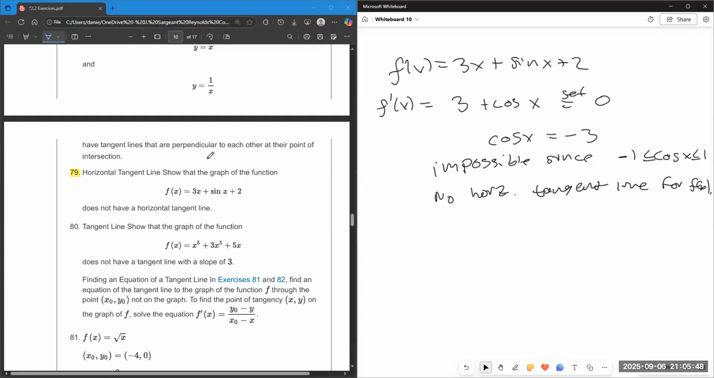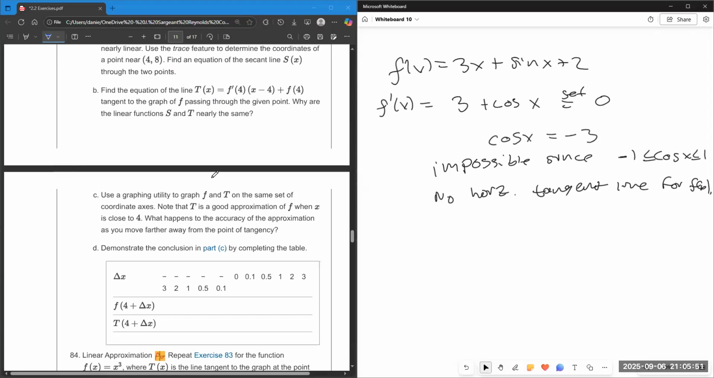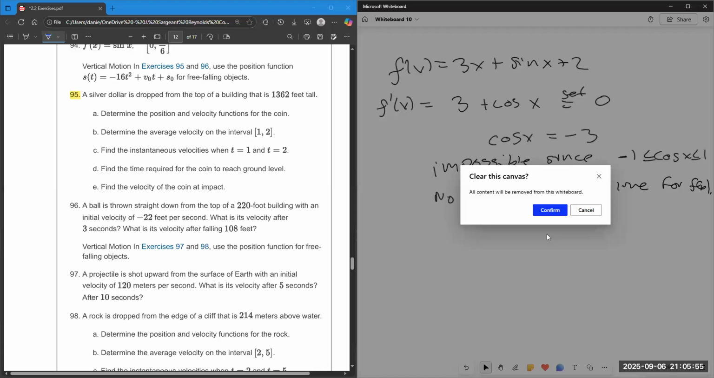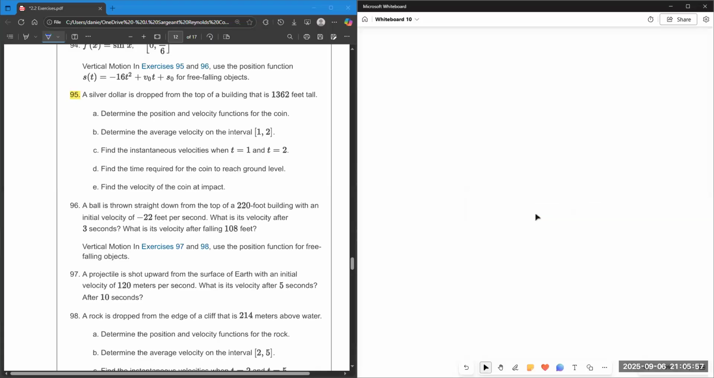Then we're going to go on to number 95 for our last problem here, which is an application. So a silver dollar is dropped from the top of a building that is 1,362 feet tall. So s of 0 is 1,362. I think I said 72 just a second ago, but 1,362 feet. Determine the position and velocity for the coin.